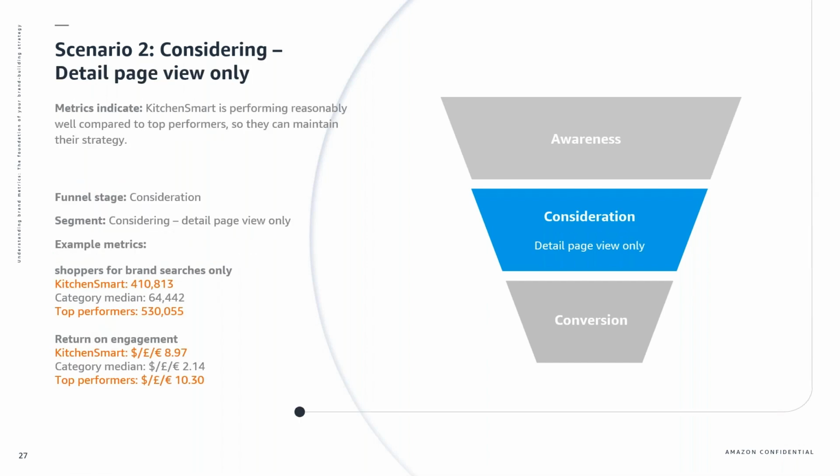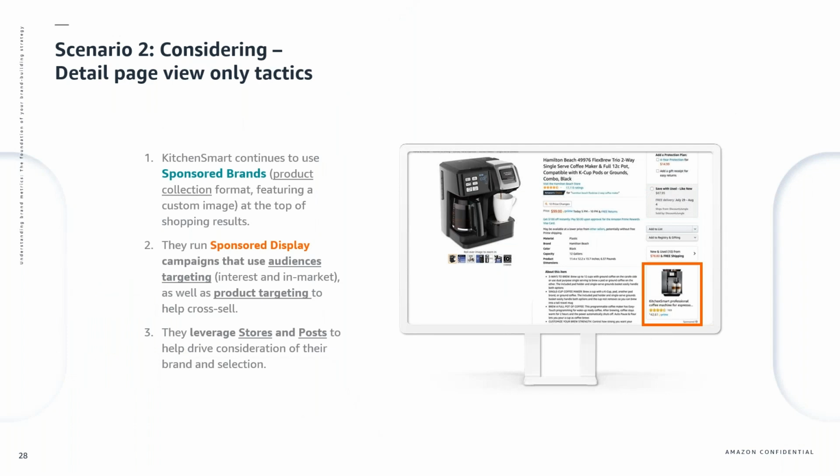And subsequently, what is the tactic that we want to recommend to increase consideration, right? So essentially, how to drive people towards your product detail page, right? You continue using the sponsored brands product collection format, right? Because you want to drive people to your detail page view, sponsored brands will give you the flexibility of displaying 3 of your different ASINs, right? So you can choose to feature, for example, your new product launch, your best-selling ASIN, and maybe your next best-selling ASIN, right? It depends on your goal.